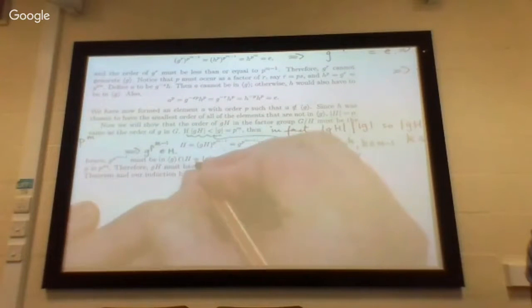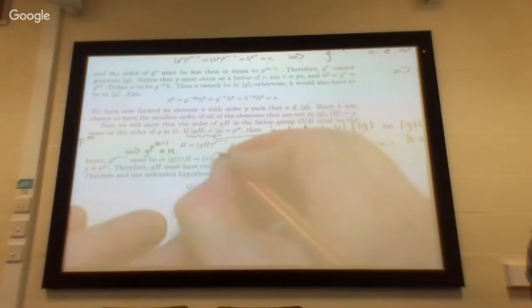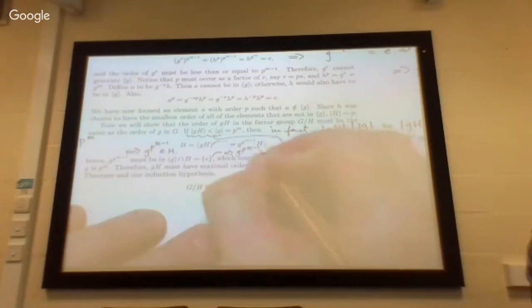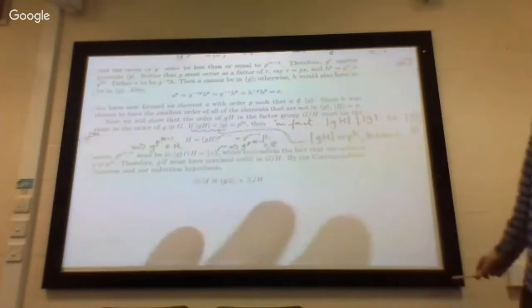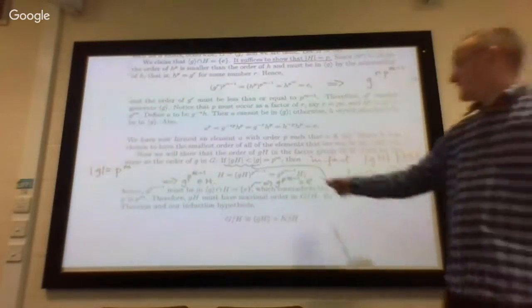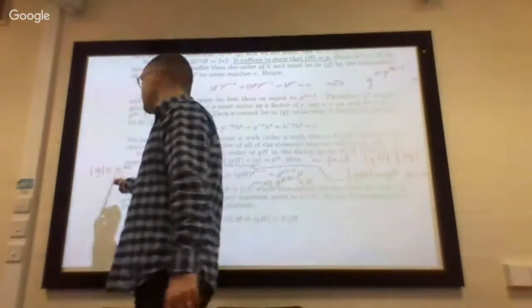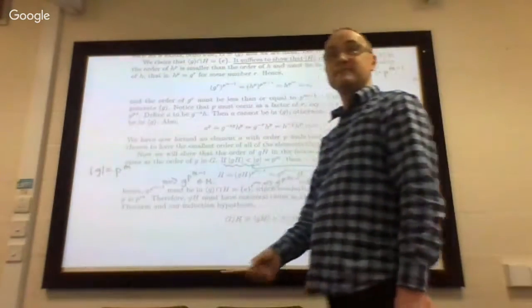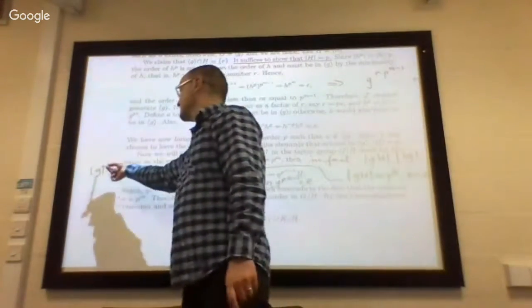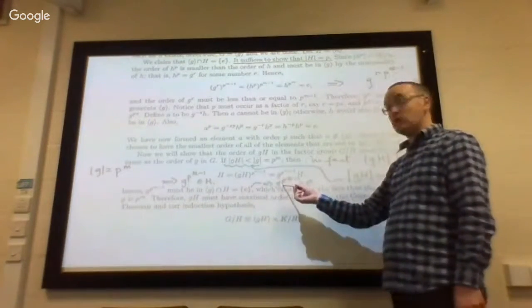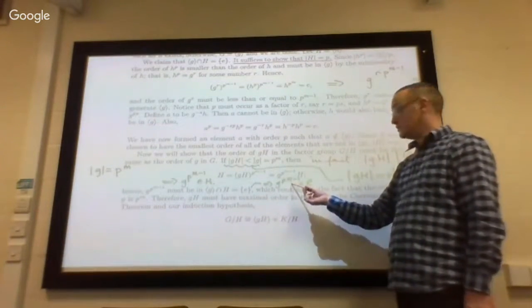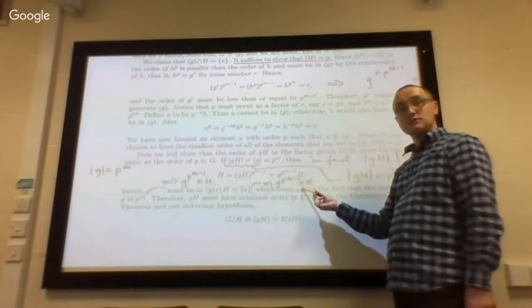So it must be in the intersection, which is equal to the identity. In other words, that implies G to the P to the M minus 1 equals the identity. But that contradicts the fact that the order of G is P to the N. That's the smallest number such that when you raise G to that power, you get the identity. But here is a clearly smaller one, P to the N minus 1, which gives you the identity. So that can't be true.